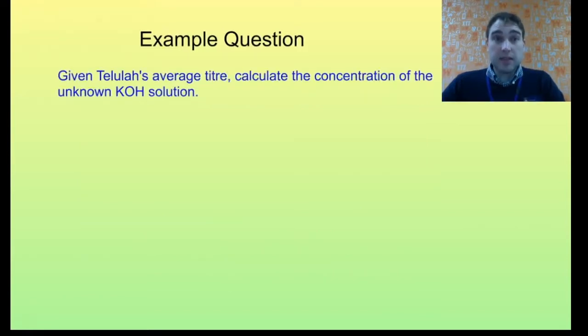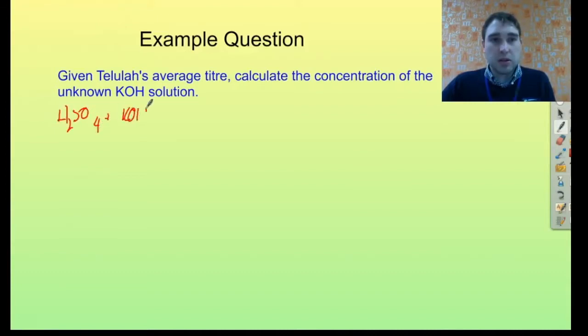Next step says, given Tallulah's average titer, calculate the concentration of the unknown potassium hydroxide solution. So again, I'm going to write down what the reaction equation is first before I do any calculations. So I'm reacting sulfuric acid with potassium hydroxide, so H2SO4. Now my salt is going to be potassium sulfate, which is K2SO4, and I'm going to get water as well, H2O.